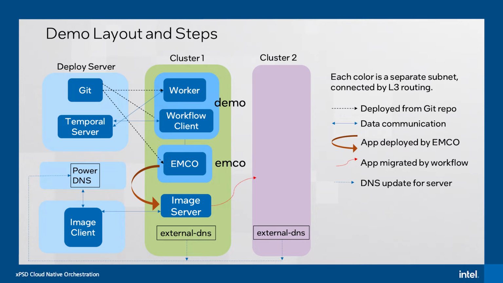Since there are numerous clusters and components in the demo scenario, for demo purposes, we have consolidated them in just 2 clusters and a few hosts. The deploy server houses the Git repos for MCO and the workflows, and also the temporal server. Cluster 1 has MCO and the workflow components in different namespaces. MCO deploys the image server in cluster 1 initially, and then it is migrated to cluster 2. Each cluster has external DNS, which is an open source component to publish cluster services externally in Power DNS.